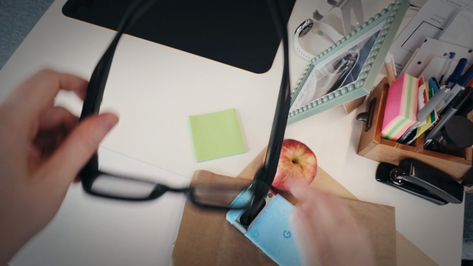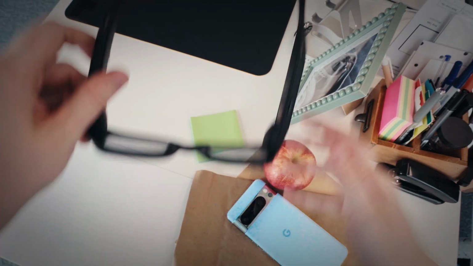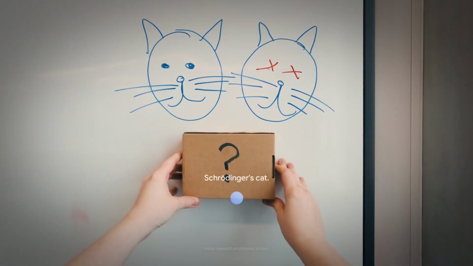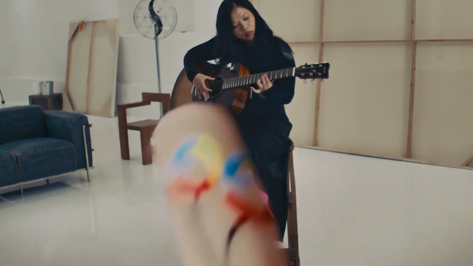In an office, a woman puts on a pair of smart glasses and faces a whiteboard with a drawing of two cat faces, one alive and one with its eyes crossed out. She holds a small box with a question mark on it. What does this remind you of? Schrodinger's cat. In a studio, a man sits at a computer with a microphone. He tilts his head back as he smiles. Ow.